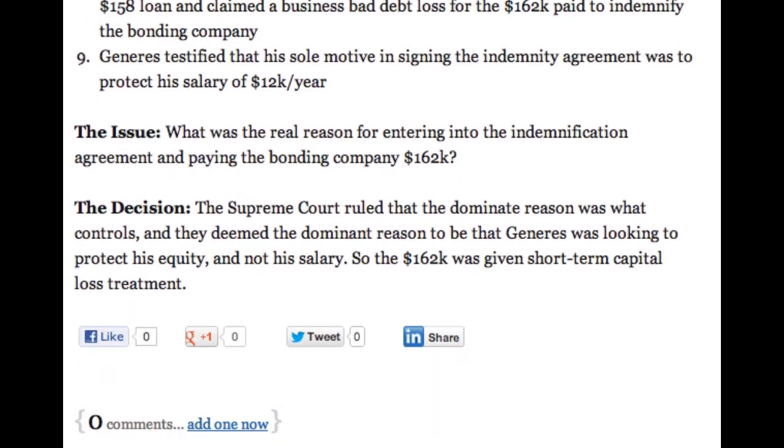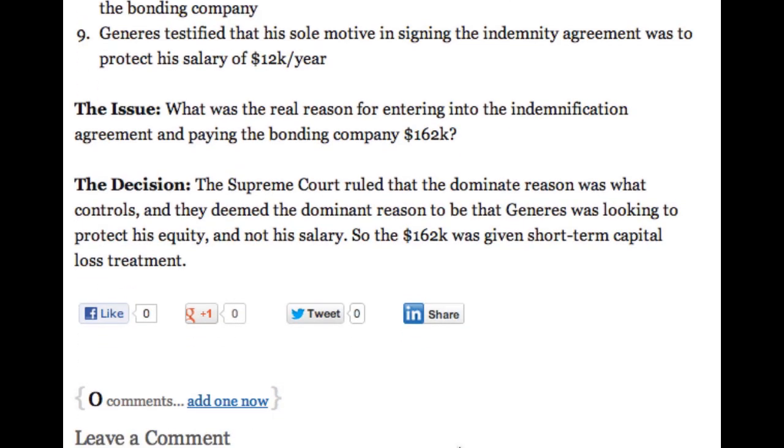He testified that his sole motive in signing the indemnity agreement was to protect his salary of $12,000 a year, which would have classified the $162,000 loss as business bad debt and given him an ordinary deduction. But the issue came down to what was the real reason for entering into the indemnification agreement and paying the bonding company $162,000. The court ruled that the dominant reason controls the decision, and they deemed the dominant reason to be that Generes was looking to protect his equity, not his salary. So the $162,000 was given short-term capital loss treatment.